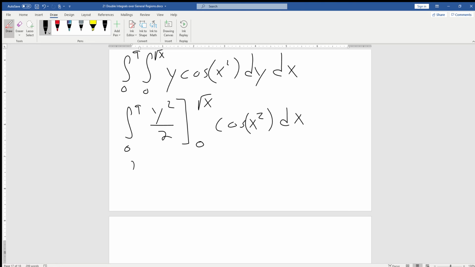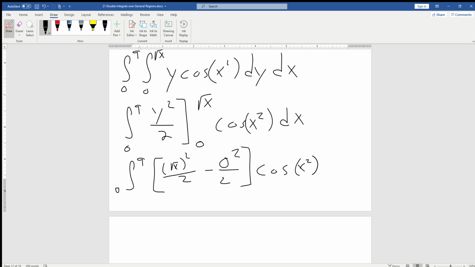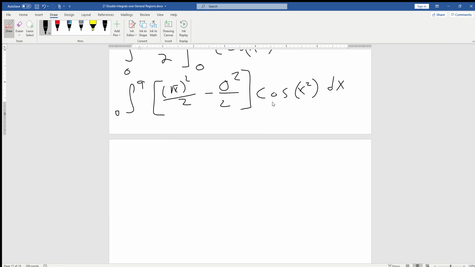So now we get the integral from 0 to 9. Substitute, we have root x squared over 2 minus 0 squared over 2, times cos x squared, and we have our dx. Simplifying what's inside of the brackets, we know that 0 squared over 2 is nothing, so this just goes away. And then square root of x squared is just going to be x.